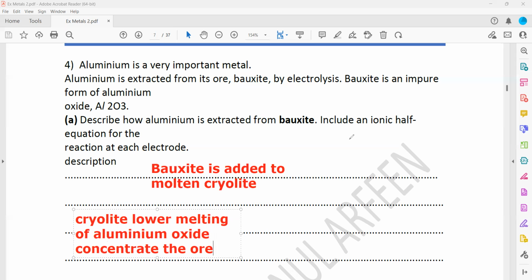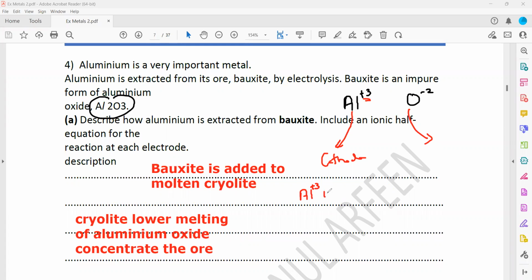And then, what is the ionic half equation? We want to do electrolysis of aluminium oxide. The ions which are present here are aluminium ions and oxide ions. Aluminium ions are positive. Which electrode will they move to, anode or cathode? The positive ions move towards the cathode. The aluminium ion is Al3+, so it will take 3 electrons and form an aluminium atom.